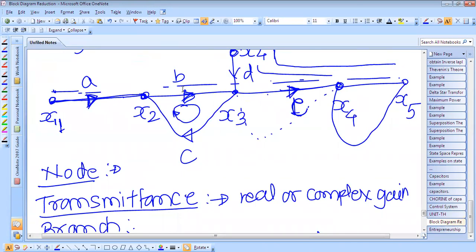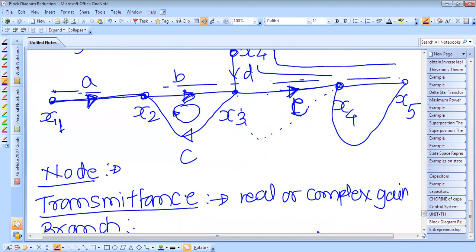A node adds the signals of all incoming branches and transmits this sum to all the outgoing branches. So this node adds all the signals coming to it and transmits the total to the other nodes. This is a property of the signal flow graph. At the same time, a mixed node has both incoming and outgoing branches. These are the mixed nodes x2 and x3.